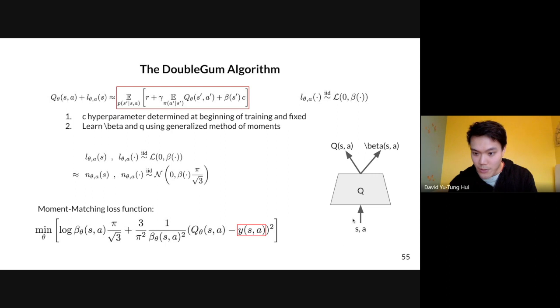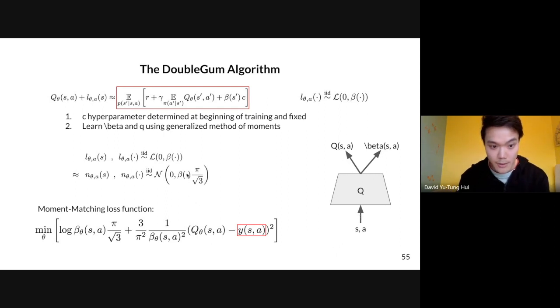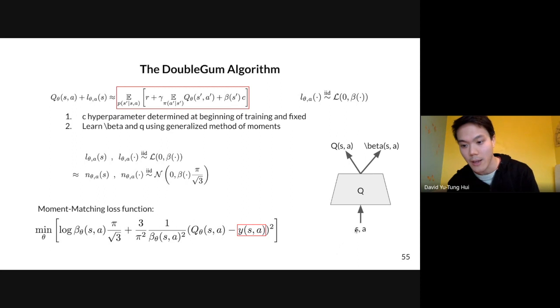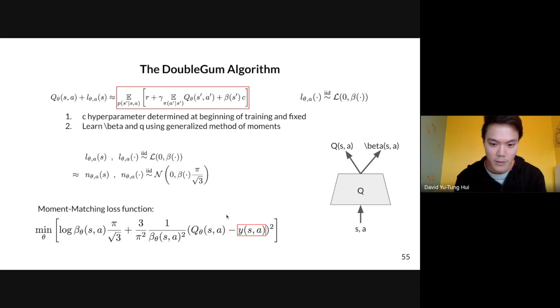The way we do that in practice is that we have a Q function that has two heads. It's got a Q head and it's got a beta head. Another approximation here is to note that the betas are only a function of S, but because we have a Q function that has inputs of both S and A, we have a beta that also depends on S and A. So we have a neural network of Q and beta, and by minimizing this loss function, we can learn both via this method called moment matching.